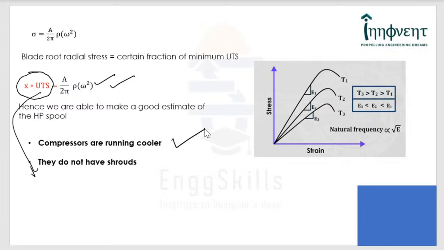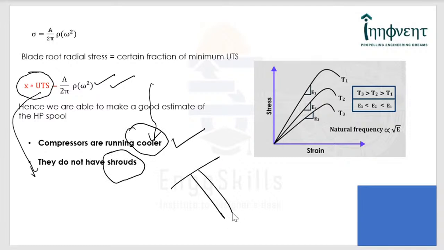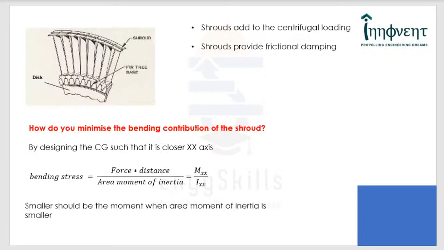Because once you establish a fact, is the fact relevant in some other situation? Yes, indeed. If you are trying to consider the same for compressor blades, it is not significant because the compressor blades are running cooler, and they also don't have shrouds, which significantly contribute to the centrifugal loading, because shrouds, generally at the top, are used only in the case of turbines for higher efficiency, because losses have to be avoided.